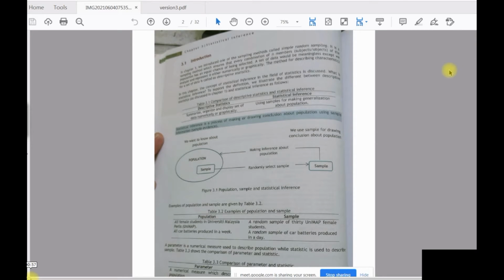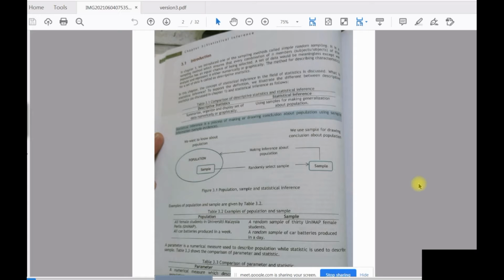Introduction. What is descriptive statistics and statistical inference? Descriptive statistics summarizes, organizes and displays a set of data numerically or graphically, and statistical inference is using a sample for making generalization about the population.